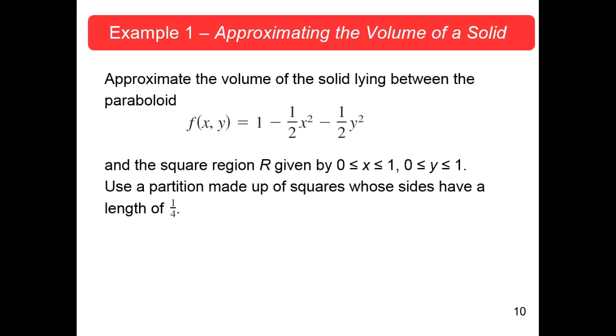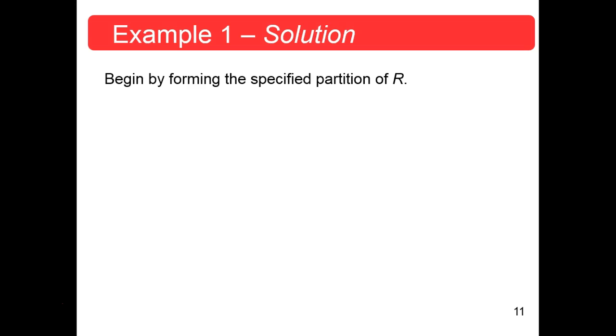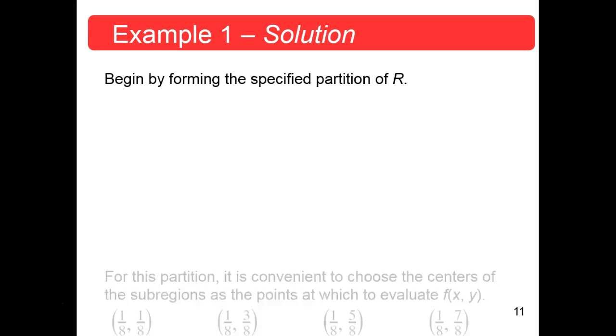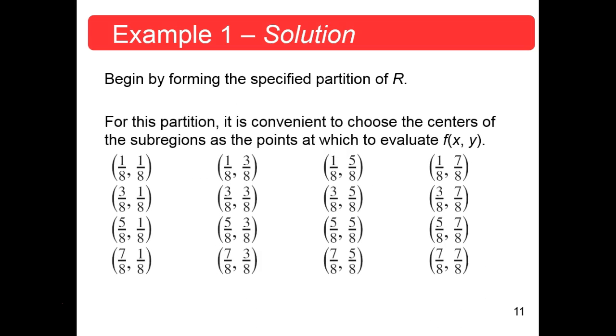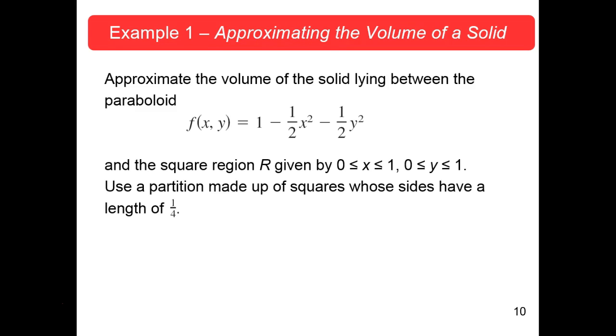But you're not going to do the whole part. We'll do whatever part we need. Begin by forming the specified partition of R. Because this is going to be so hard to draw, I'm going to let them do the work for us. Let's go back to this. Here's our alphabet. Goodness gracious. Hurt.